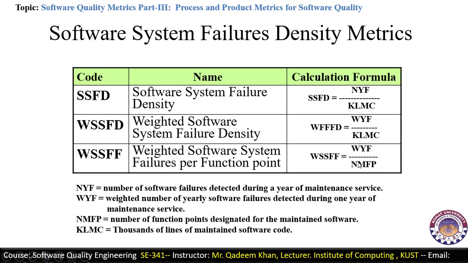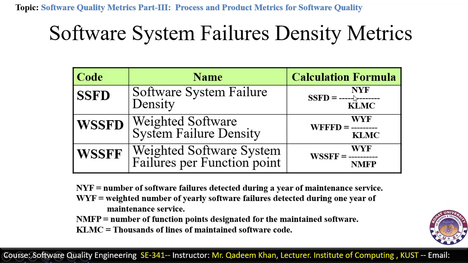So the full code is not in fact considered here, just that particular code which has been maintained, and it is in fact the weighted number, that is the number of function points designated for the maintained software. Here we will consider the function points, while the function point is the particular functionality of the software system.